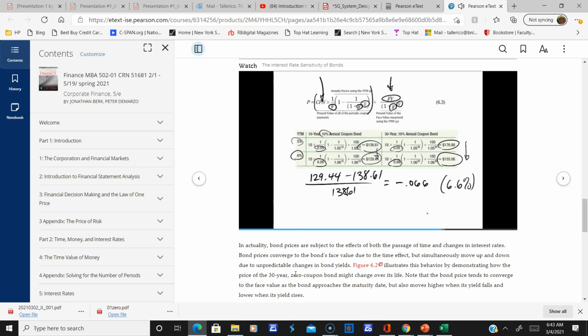And the same calculation for the 30-year bond gets you to 155.06 minus 176.86 over 176.86, and that's actually a 12.3% decrease. So it's almost double. It's almost twice as sensitive. The 30-year bond is almost twice as sensitive to interest rate changes as the 10-year bond.